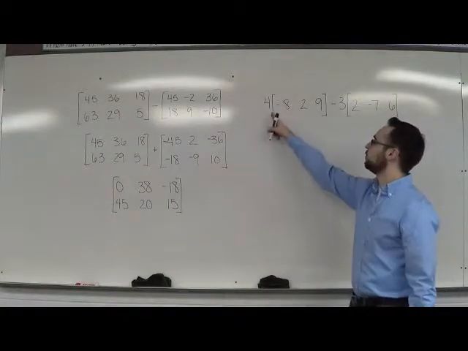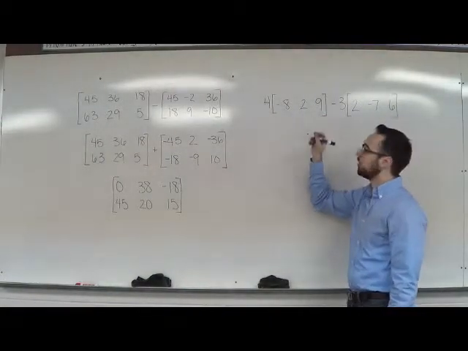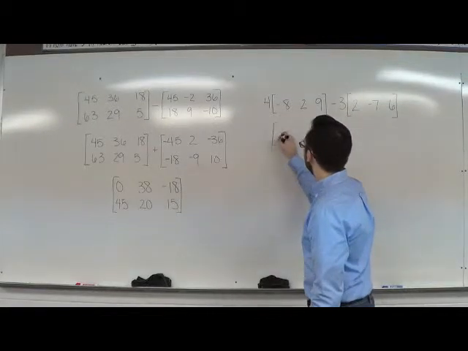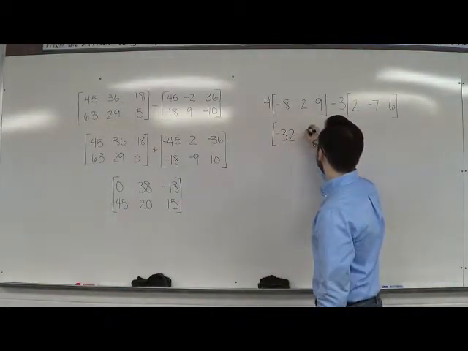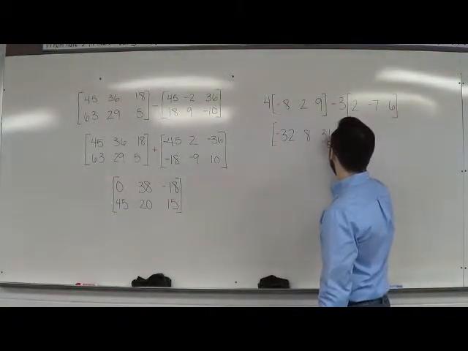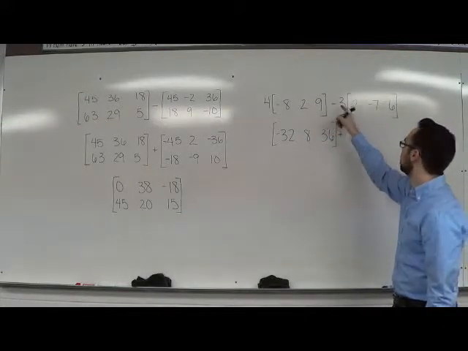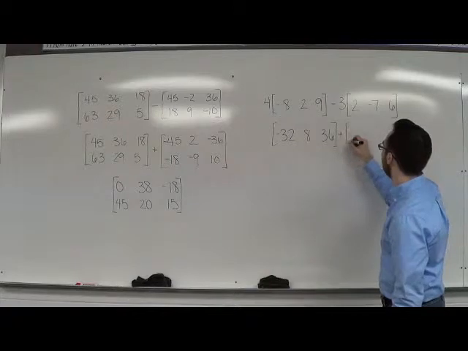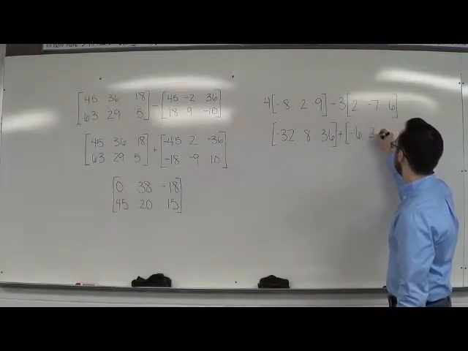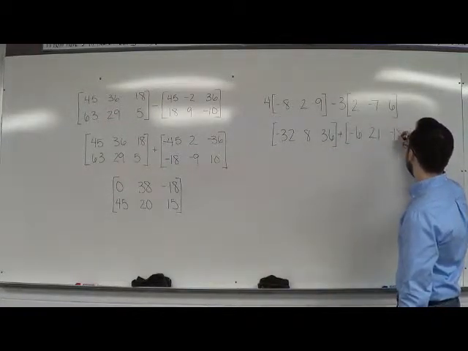So I'm going to go ahead and distribute this to every element inside here first. So we're going to have negative 32, 8, and 36. Again, I'm going to distribute the negative 3 and make this addition. So we're going to have negative 6, positive 21, and a negative 18.